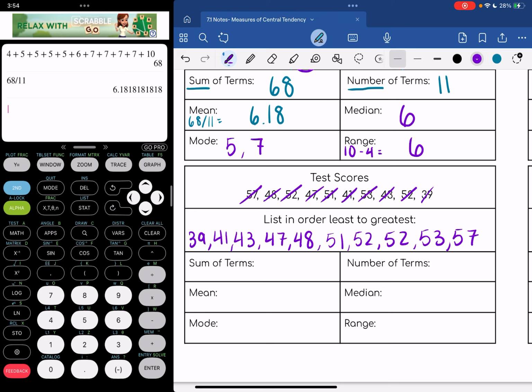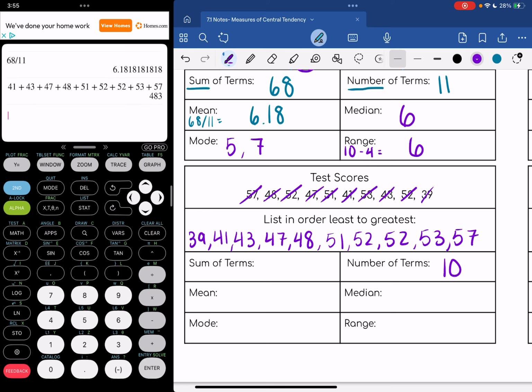Okay, so I think that was 10 numbers. Let's double check. 1, 2, 3, 4, 5, 6, 7, 8, 9, 10. Yep. So I can go ahead and write down that my number of terms is 10. Now let's go add them up. 39, 41, 43, 47, 48, 51, 52, 52, 53, 57. The total is 483.